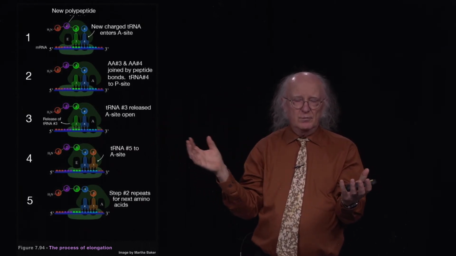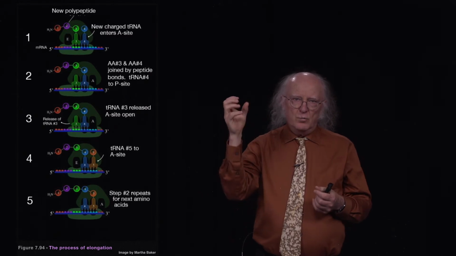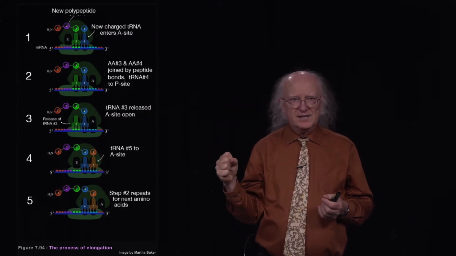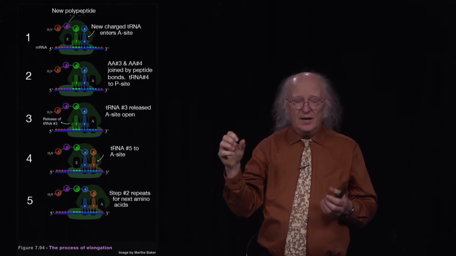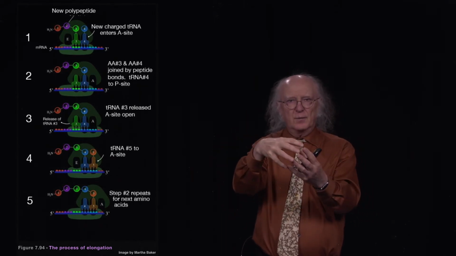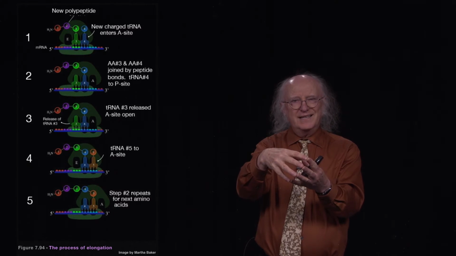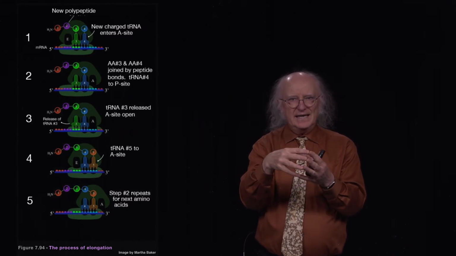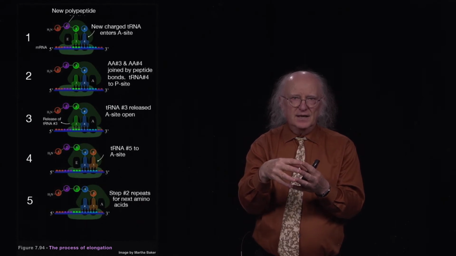Well, how does it get removed? It turns out that when transfer RNAs are moving around inside of a cell, they are, I won't say attached to, but they're bound by a protein called EF-Tu. Now, EF stands for elongation factor, and Tu stands for Tu, okay?